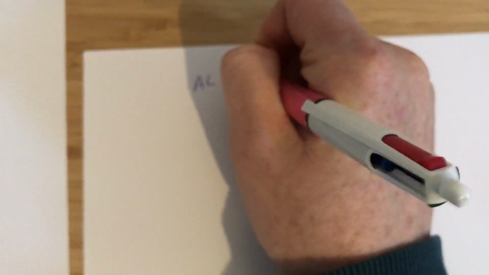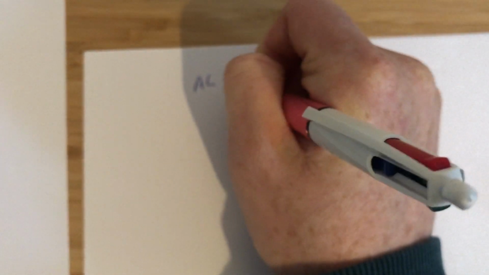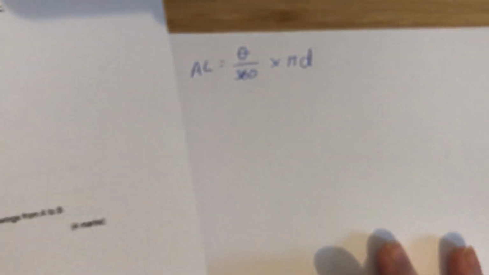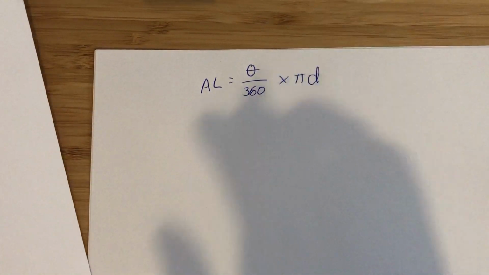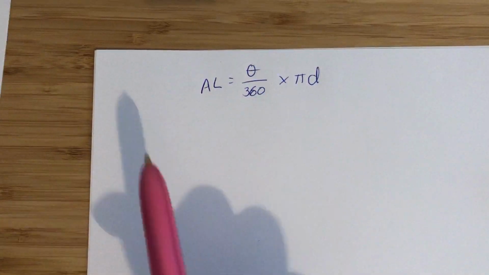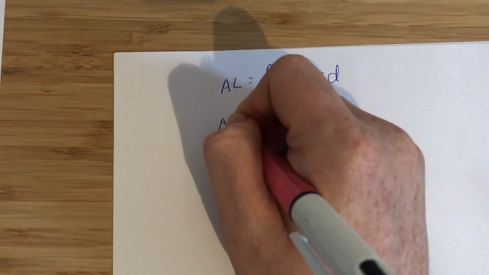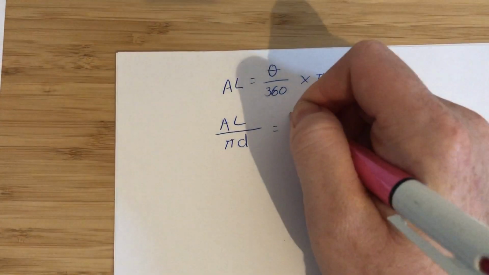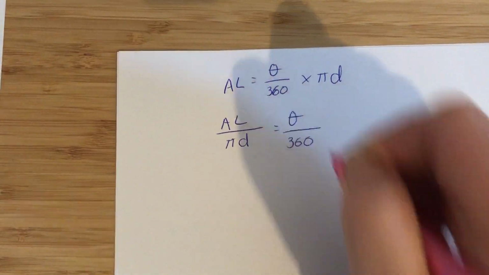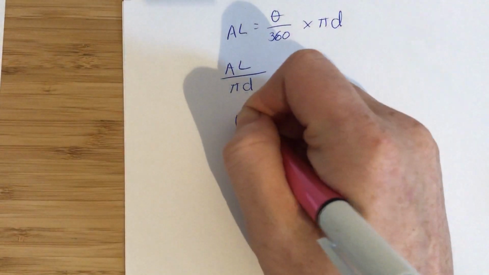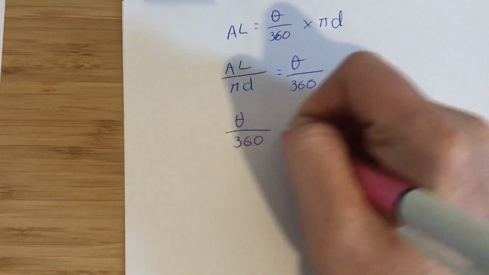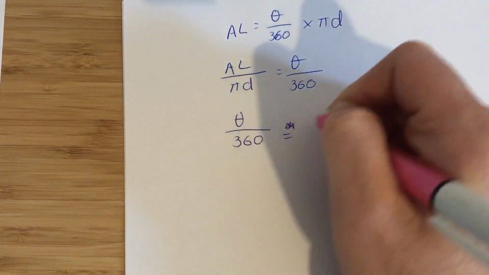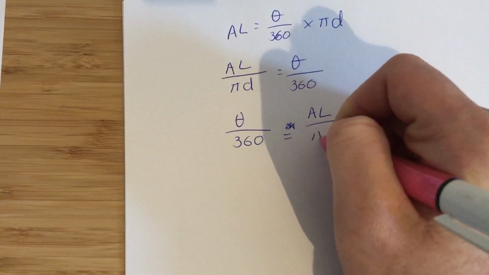So let's write down, we know we're going to be using arc length. So arc length equals theta over 360 times pi d. We're not actually finding the arc length, we're finding the angle. So we're going to rearrange it like we did before, just to make it a bit easier. Arc length divided by pi d, because we're just dividing by pi d on both sides, equals angle over 360, theta over 360. Swap them round so that we've got theta on the side we want it to be. Theta over 360 equals arc length over pi d.